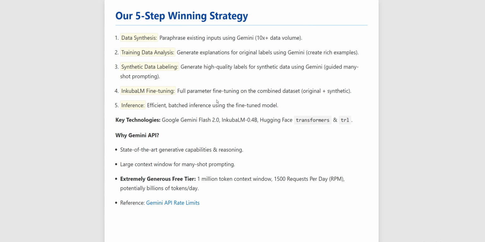I approached this challenge with a 5-step strategy that turned out to be the key to success. First, data synthesis. I used Gemini to paraphrase existing inputs, expanding the training data size by 10 times. If you're working with limited data, this is absolutely crucial. Second, I did training data analysis. I had Gemini generate explanations for the original labels, creating rich examples that would be valuable for the next step.